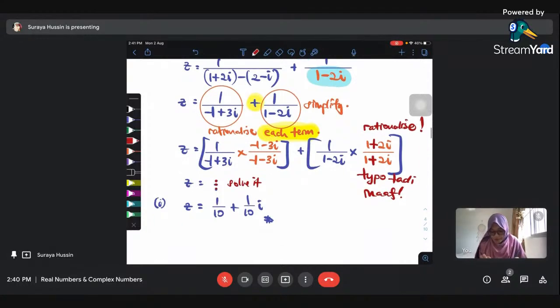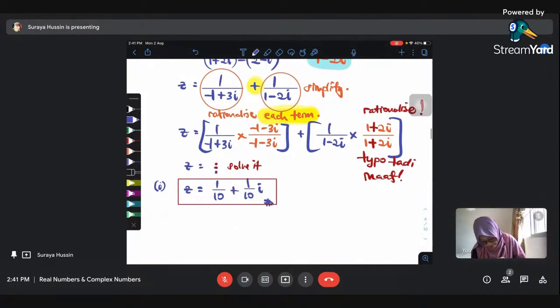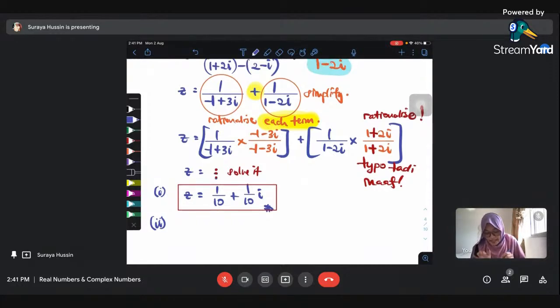And then, jawapan betul tak jawapan saya? Z is equals to 1 over 10 plus 1 over 10i. Betul ke tidak ni? Double check untuk saya please. Is it correct? Do you get the same? 1 over 10 plus 1 over 10i. Sama kah? Betul. Okay, betul Miss. So, please rationalize each term. Thank you for correcting me.